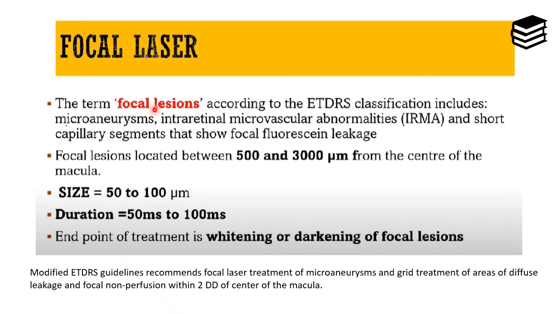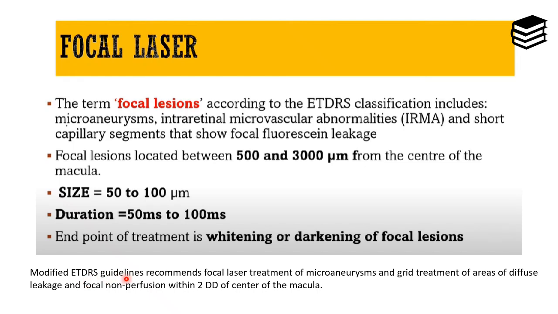What the ETDRS meant by focal lesions was microaneurysms, edema, and short capillary segments that show focal fluorescein leakage. Focal lesions are treated only between 500 and 3000 microns from the center of the macula. So we remain 500 microns away from the center of the macula and go up to 3000 microns from the center. We'll be looking at a diagram subsequently. The spot size is preferably 50, duration again 50 milliseconds. The endpoint of treatment is whitening or darkening of the focal lesions.